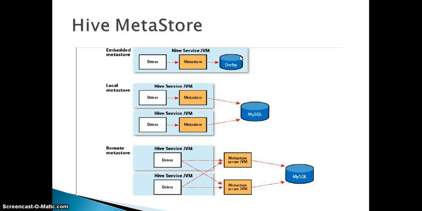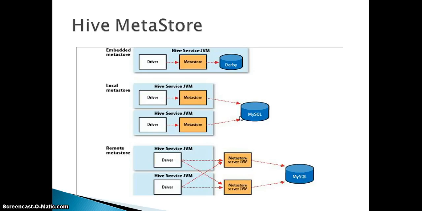But if I want multiple users to log into Hive, how do I do that? I do that using a local metastore or a remote metastore. What's the difference between these two? In a local metastore, your Hive service, your driver, and metastore service will be running in a single JVM, and your database will be in another JVM. When I say the database, you can use MySQL or Derby here. Both are supported, but people normally use MySQL for local and remote metastores.